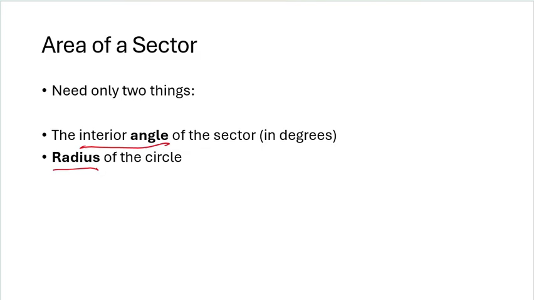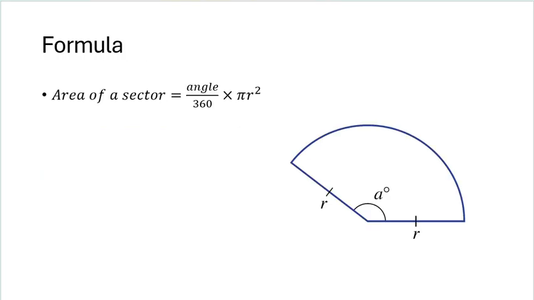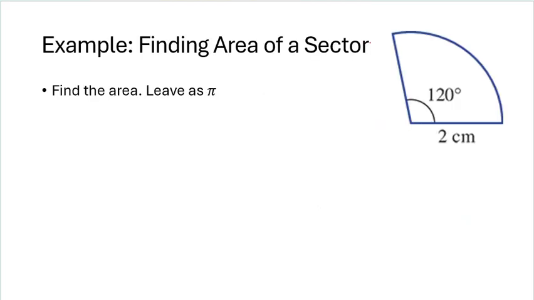Now, only 2 things you need: the interior angle and the radius. That's how you're going to find the area of a sector. This is the formula that you need. So angle over 360 times pi r squared. Let's just go through some examples now.